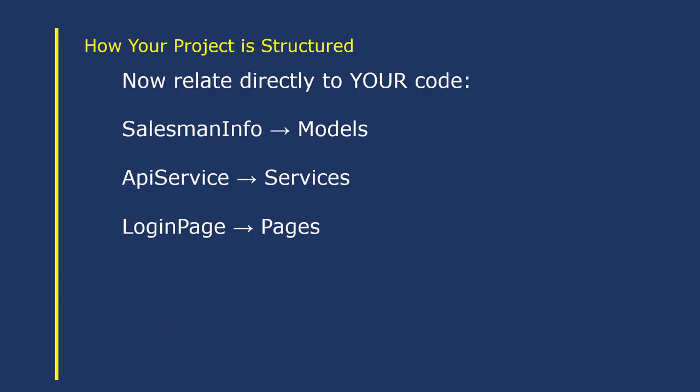In our sales track application, salesman info belongs to the models folder because it represents structured data. API service belongs to services because it handles backend communication. Login page belongs to pages because it defines the UI.